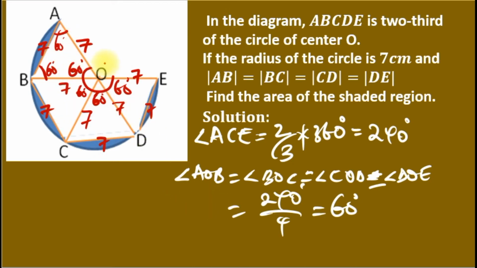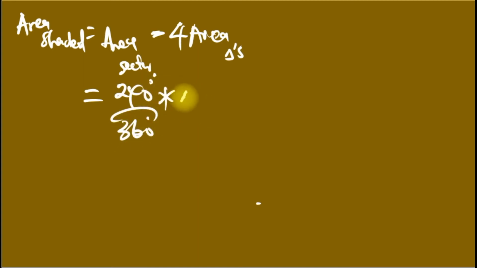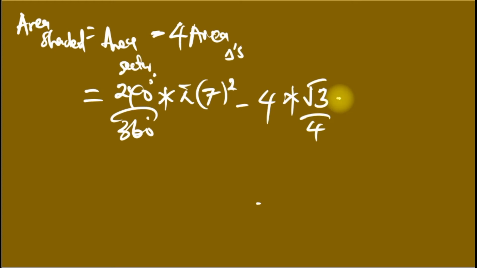So now the shaded area is the area of the sector minus the area of the 4 equilateral triangles. So the area of the sector is 240 degrees over 360 times pi r squared, where our radius is 7, minus 4 times the area of the triangle. Remember, the area of an equilateral triangle is √3/4 times side squared, and our side is the radius, 7 squared.